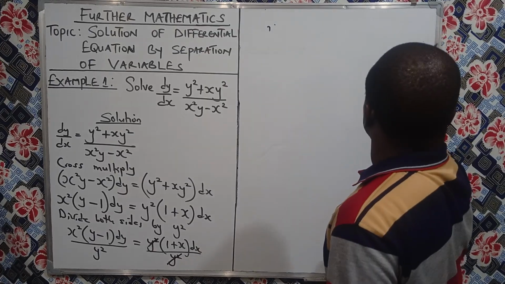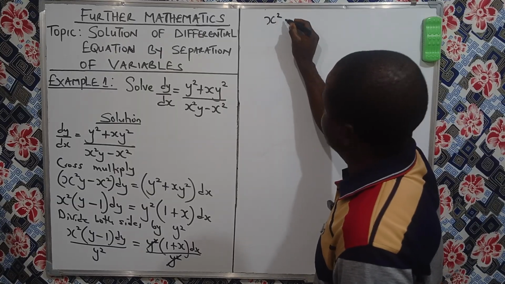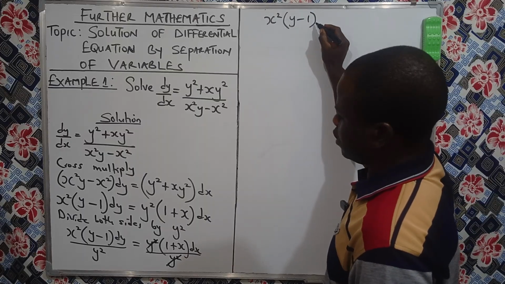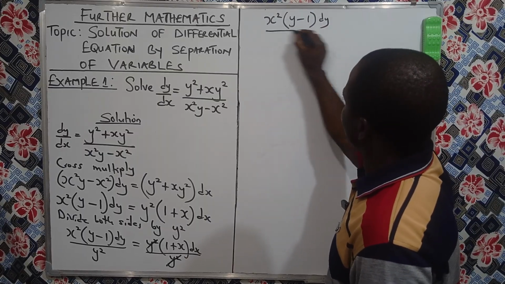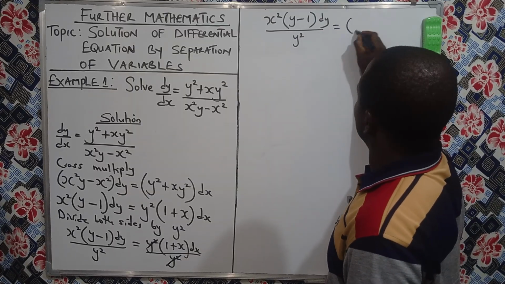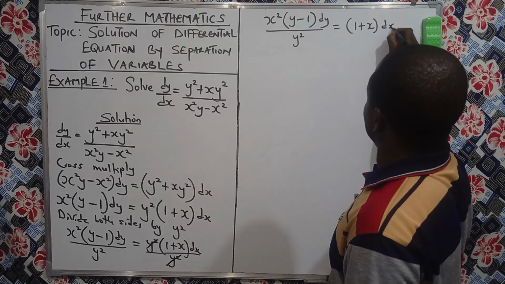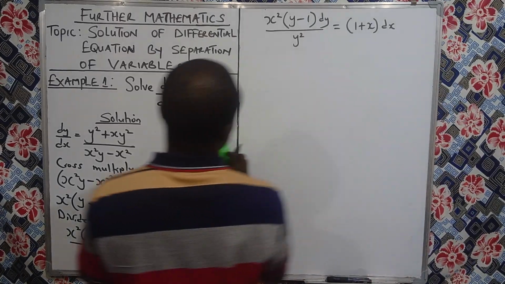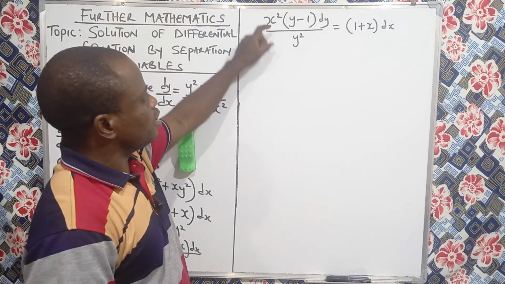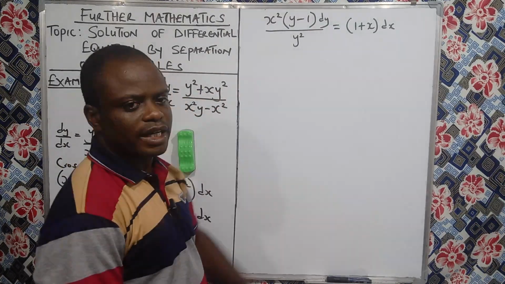x squared, open bracket, y minus 1, dy over y squared equals, open bracket, 1 plus x, dx. Now since you have it like that, you can see that x squared shouldn't be at this side. It is the only odd letter at the left hand side. You have to take it to the right hand side. What will you do?